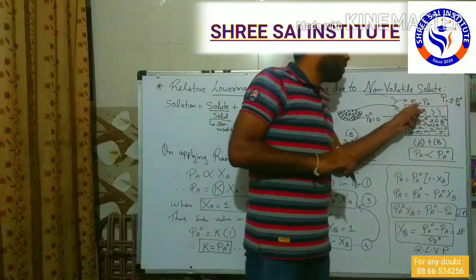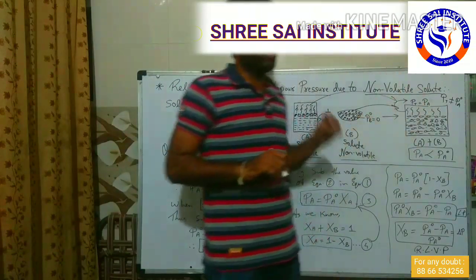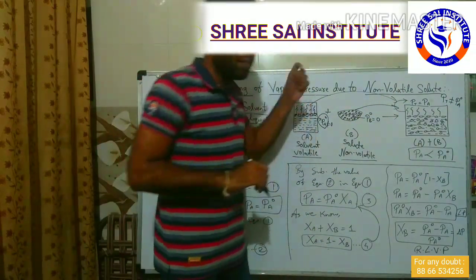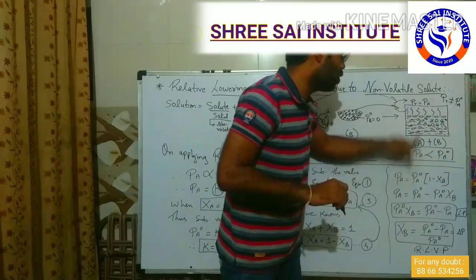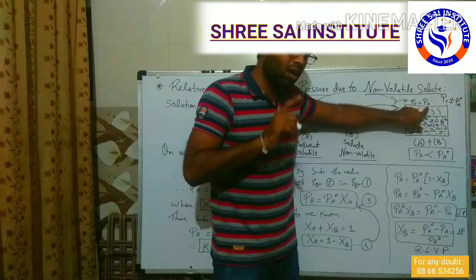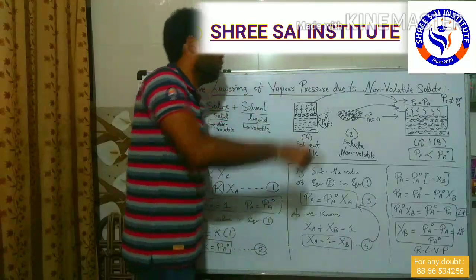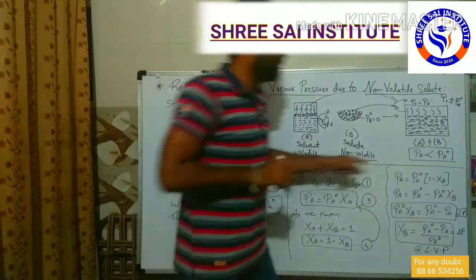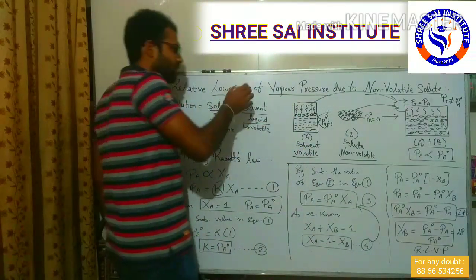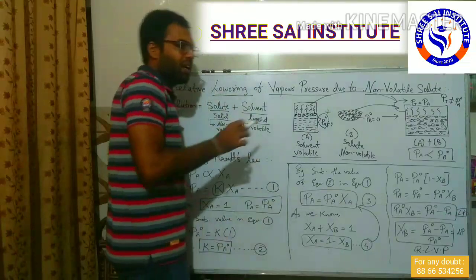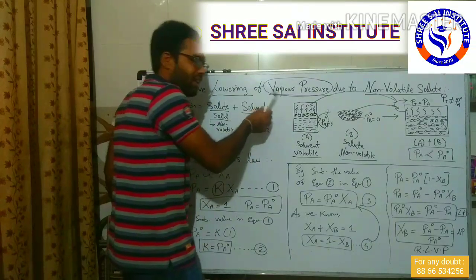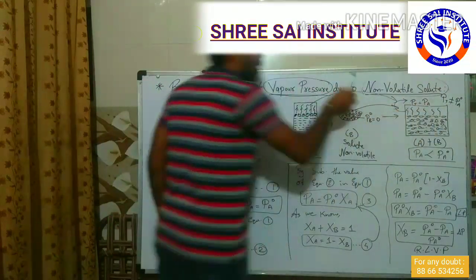So that means the total vapor pressure is somewhat less than the vapor pressure created by the original solvent molecules. So the total vapor pressure is only the vapor pressure of the solvent, but it does not equal the value of the vapor pressure of the pure solvent. That means Pa is always less than Pa naught. This is the actual concept in this topic. That's why the topic name is vapor pressure lowering due to non-volatile solute.